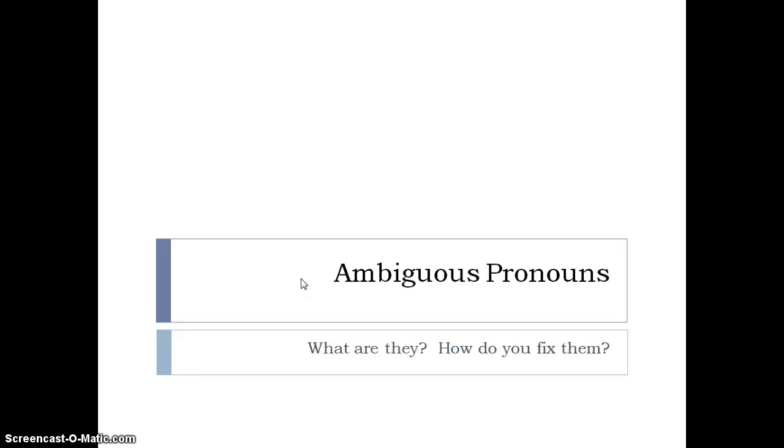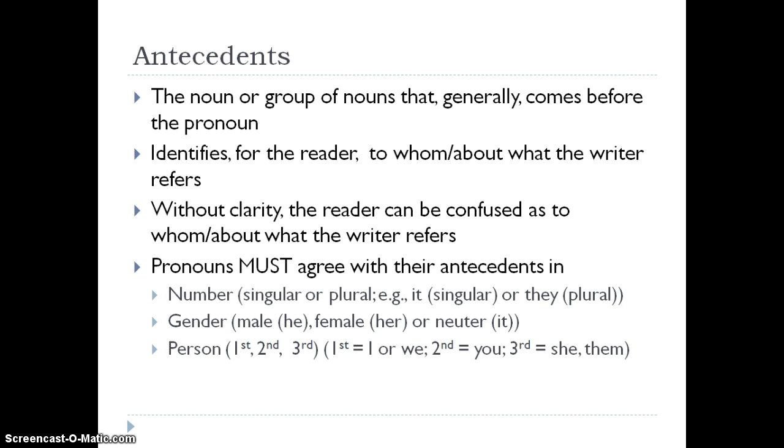This is a presentation on ambiguous pronouns. What are they? How do you fix them? Before we can talk about ambiguous pronouns, we need to talk about or review antecedents.